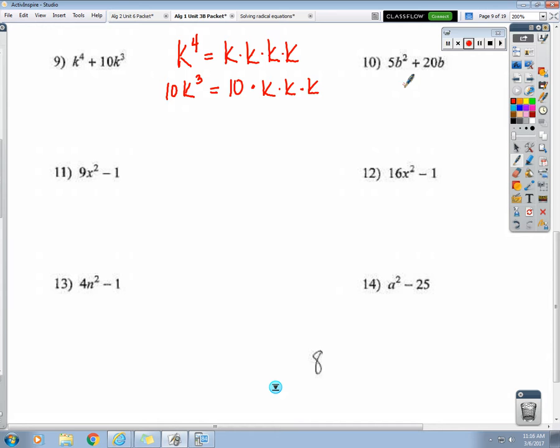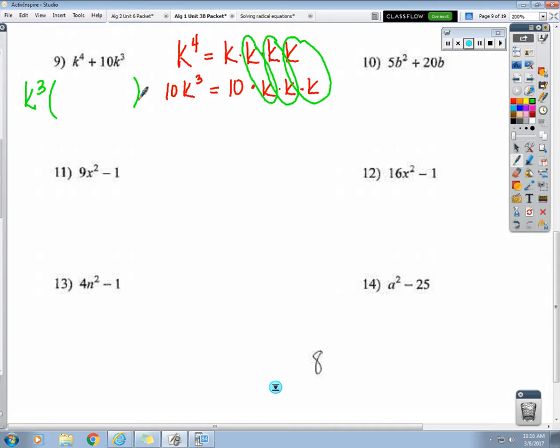Okay? So now we need to circle. What all do they have in common? 3 k's. So what gets factored out? K cubed, right. Because k times k times k is k cubed.